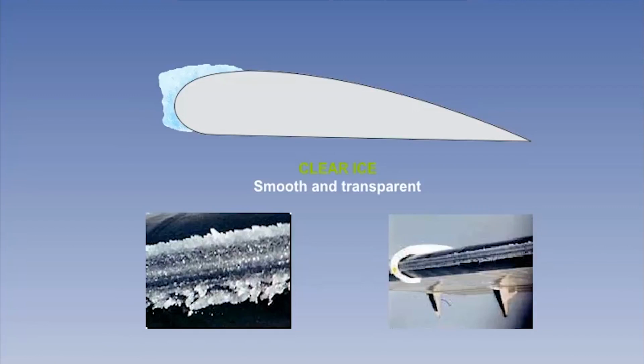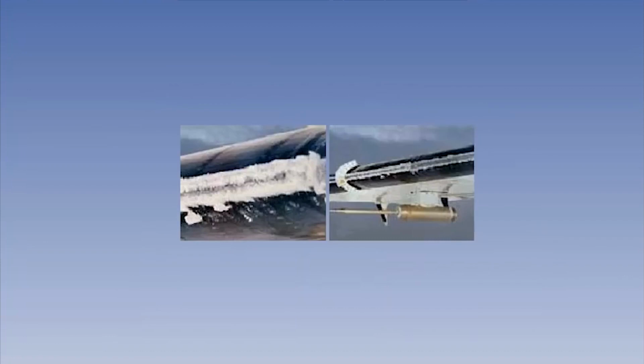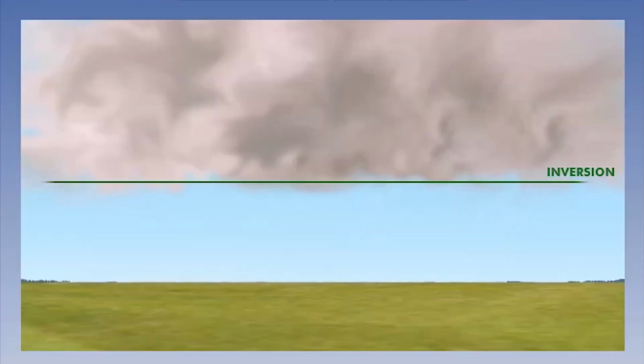It is far more likely you will experience both forms. This type of icing is called mixed ice and incorporates both rime and clear ice characteristics. A third type of icing is called rain ice or freezing rain. This type of icing is the most hazardous to aircraft operations.